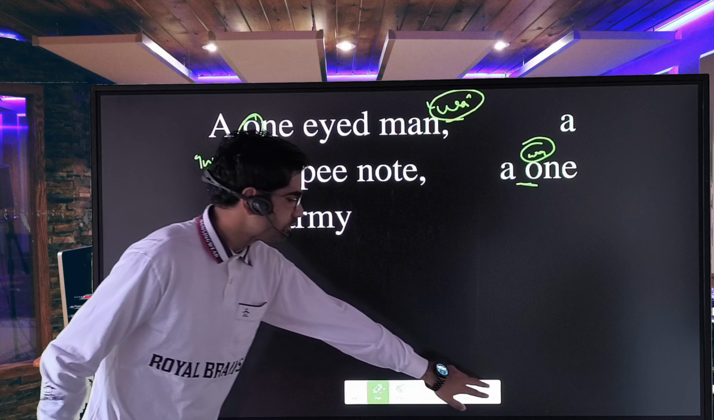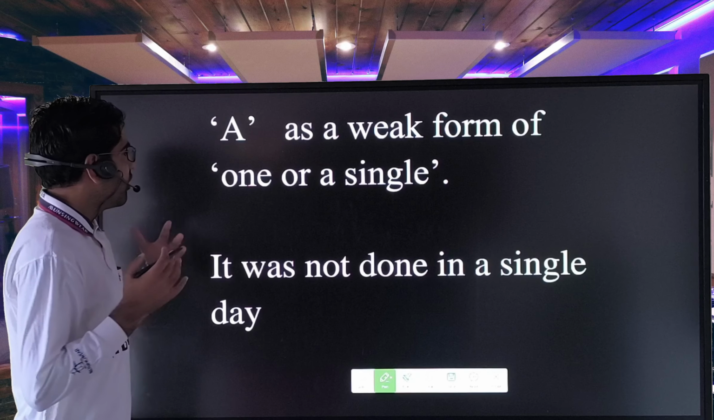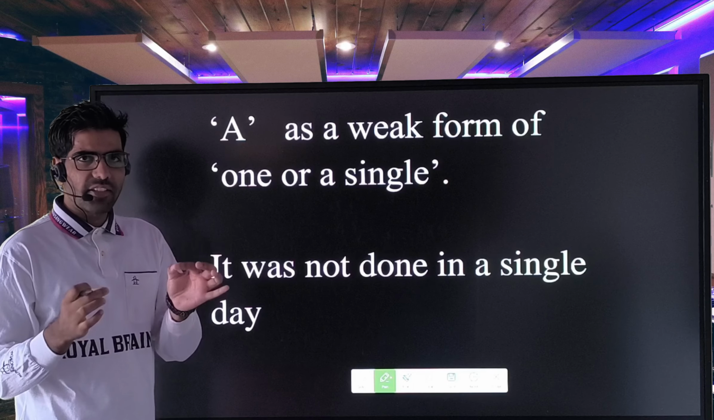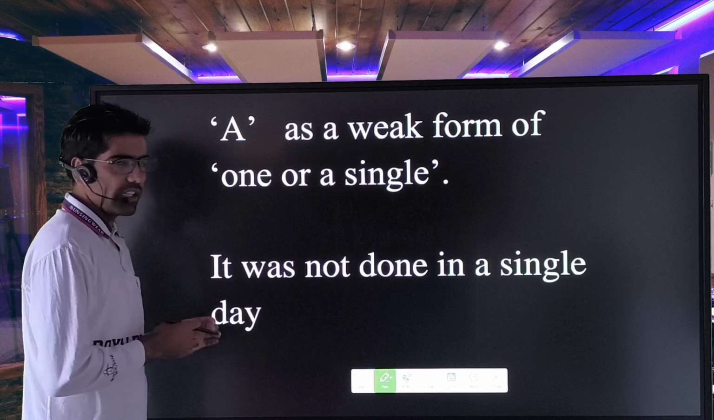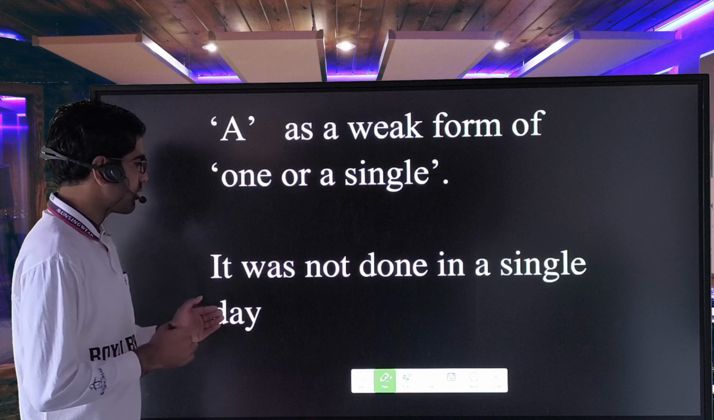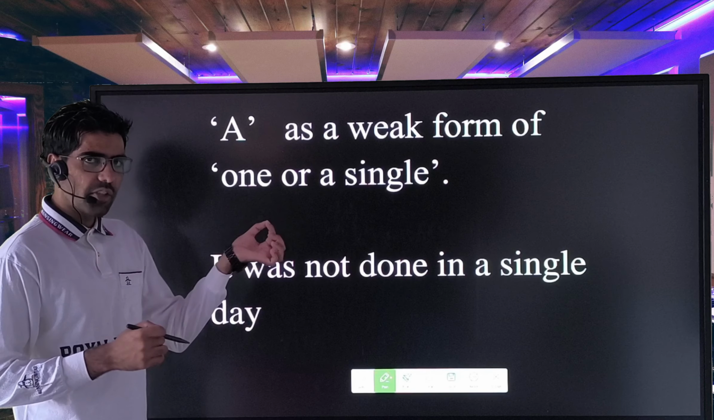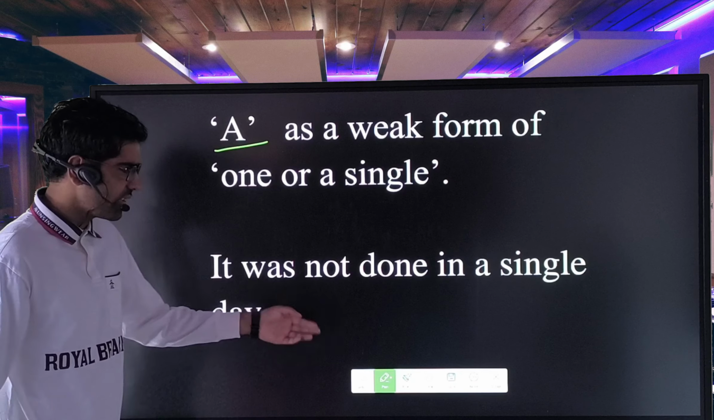Okay, let's move ahead. One more rule is this: we can use a as a weak form of one or a single, instead of one or a single. For example, I say that it was not done in a single day. Are you getting me, dear student? Instead of this, I can also say it was not done in a day. So here I can also use article a. Got it, dear students? Very simple rule.